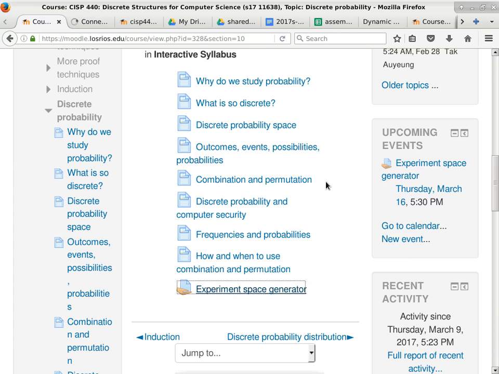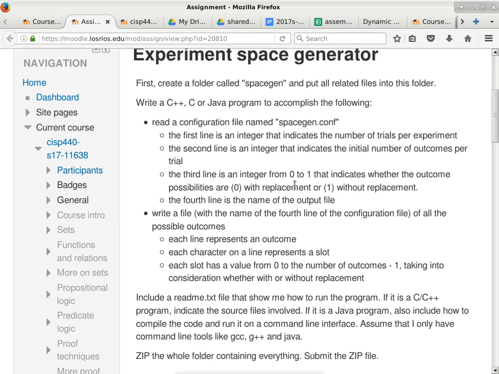Your homework assignment is called an experiment space generator. This time I'm making it very flexible. You can use C++, C, or Java to accomplish the following. Use whatever programming language out of these 3 to get this accomplished. I really don't think that people will want to use Perl or Python or PHP. Does anyone have any alternative programming languages that you want to use? No? Okay. Just checking. No Visual Basic. There's no way I can run Visual Basic on a Linux computer.